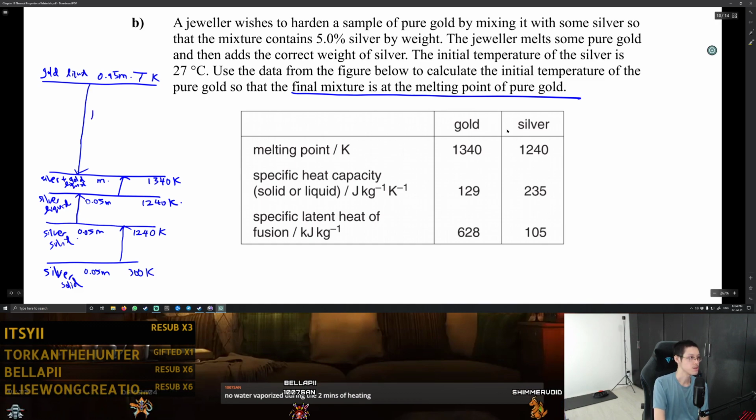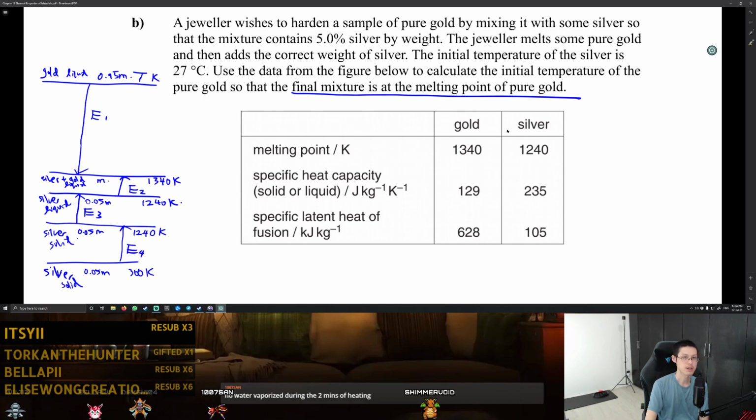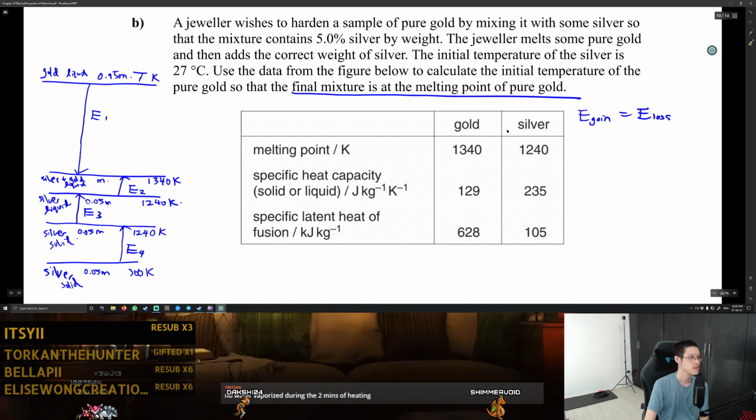So we're gonna call this E1. We call this E2, E3, and E4. So what we have to do here is we have to say that the gain in energy is equal to the loss in energy. So we have E2 plus E3 plus E4 equals E1. So let's work out each of them separately.